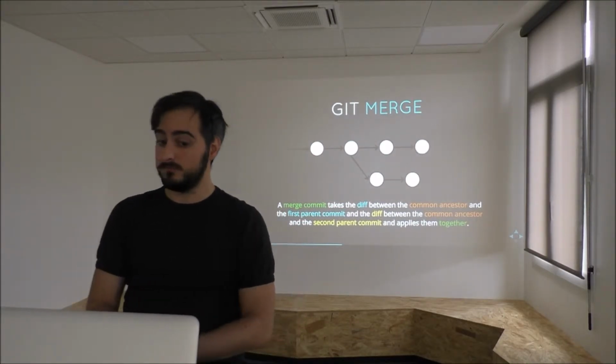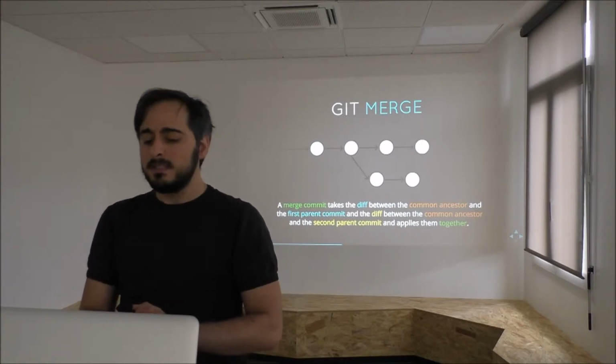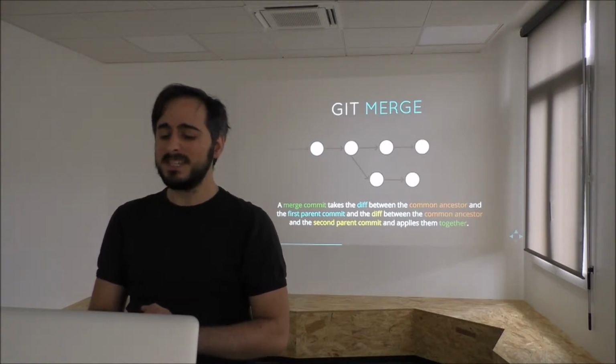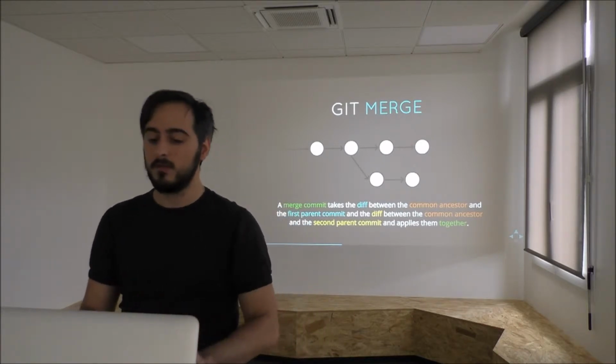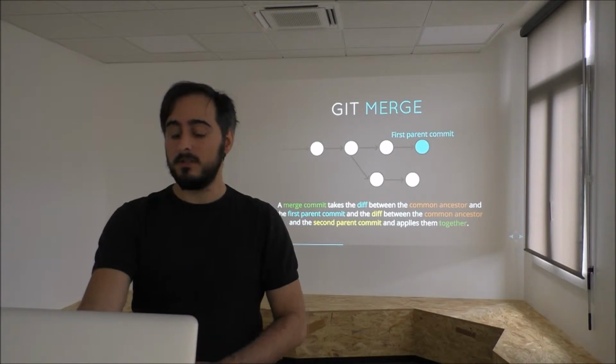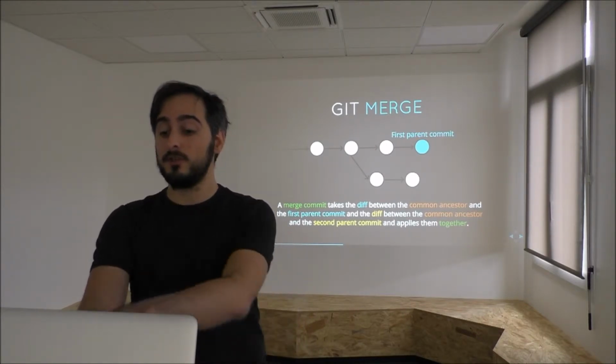So what is merge? A merge commit takes the diff between the common ancestor and the first parent commit, and the diff between the common ancestor and the second parent commit, and applies them together. Well, that's huge. Okay, so Git takes the diff between the common ancestor and the first parent commit.